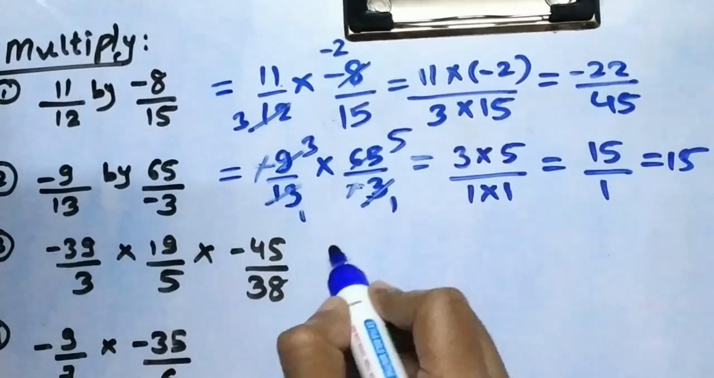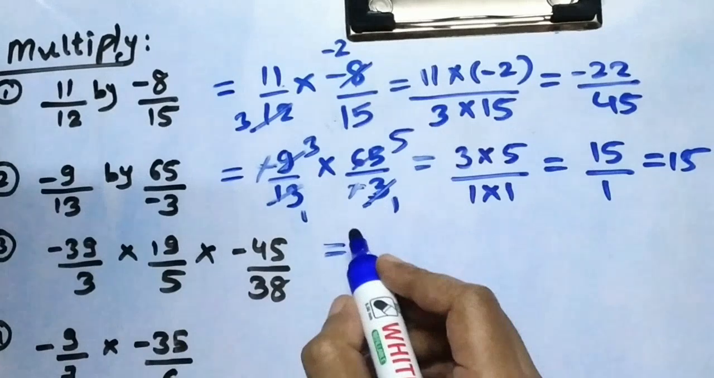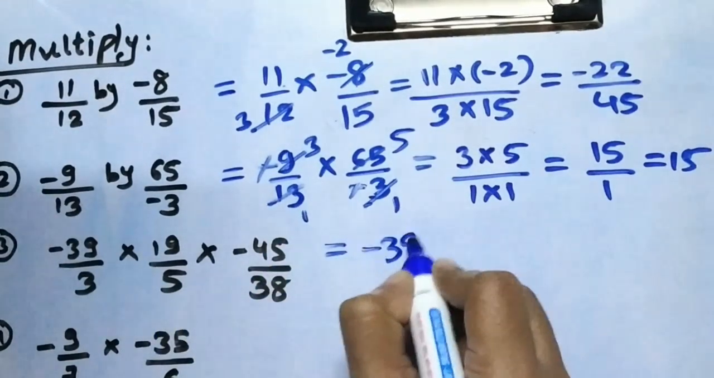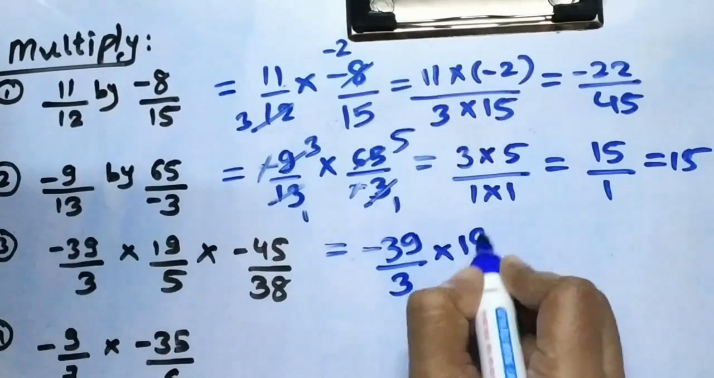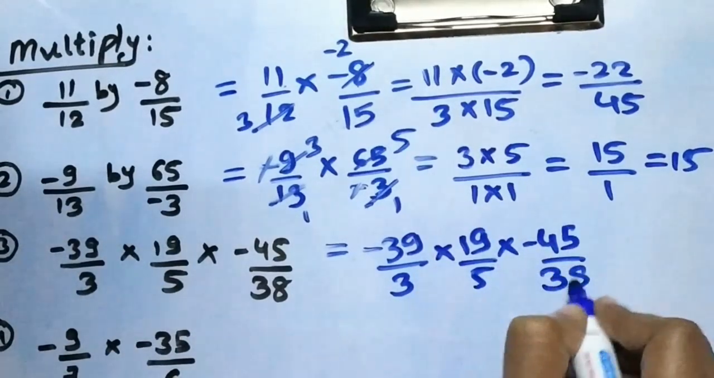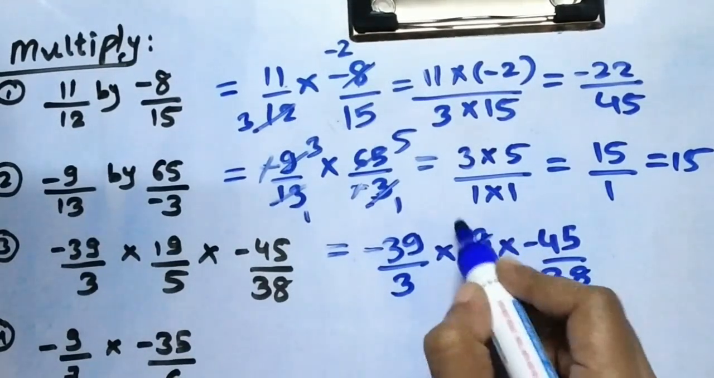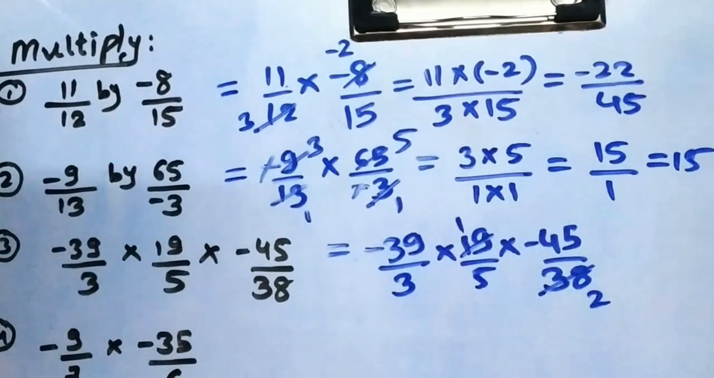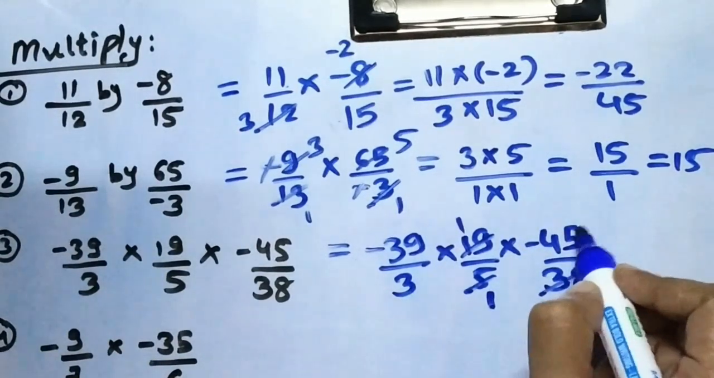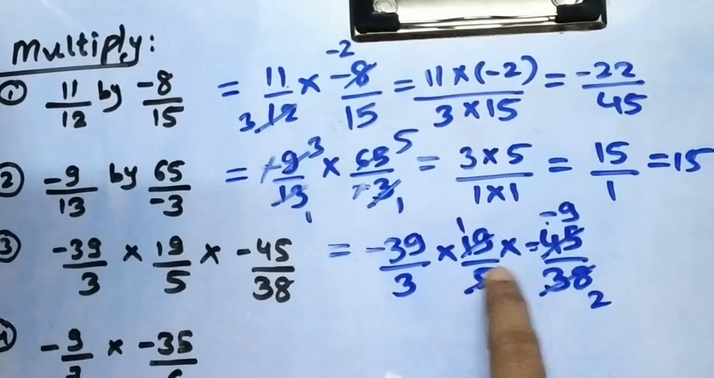Next we have the product of these. So you can observe here, minus 39 upon 3, you need to multiply by 19 upon 5 with minus 45 upon 38. Friends, you can observe here 19 and 38: 19 1s are 19 and 19 2s are 38. This 5 1s are 5, you can go for it. And here you can divide, 5 9s are 45, and this minus sign will go as it is.